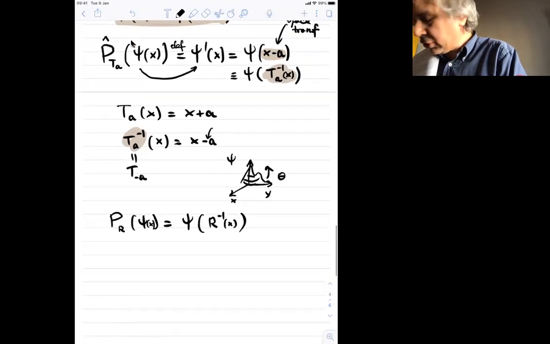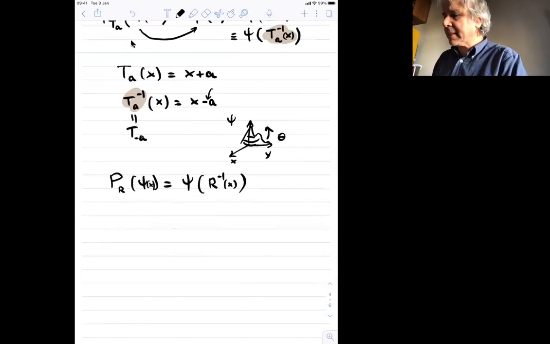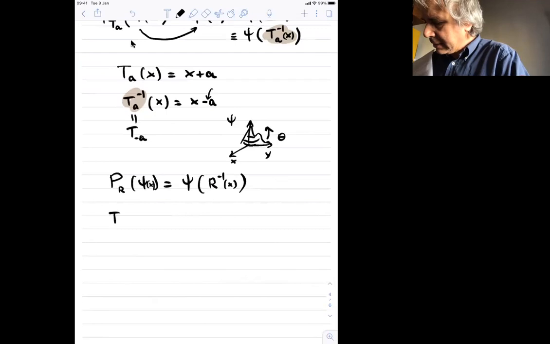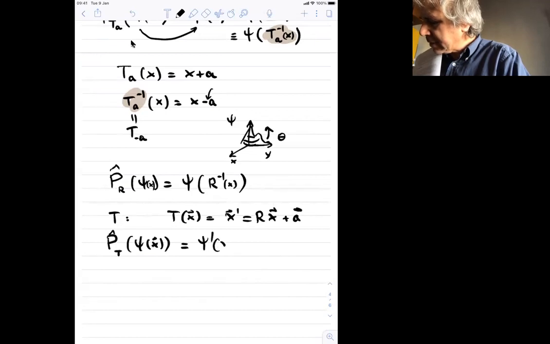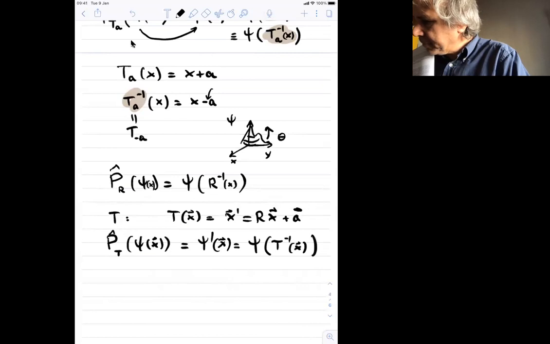Okay, this will be my general definition. So in general, given any transformation T that sends x into x prime, which is some Rx plus a, whatever, roto-translation, then the operator P acting on the functions psi of x, associated to this transformation T, is simply equal to a new function psi prime of x, which is equal to the old function at the point that is transformed back. Okay, so this is my general definition of how the transformations act on the function. Is it clear?